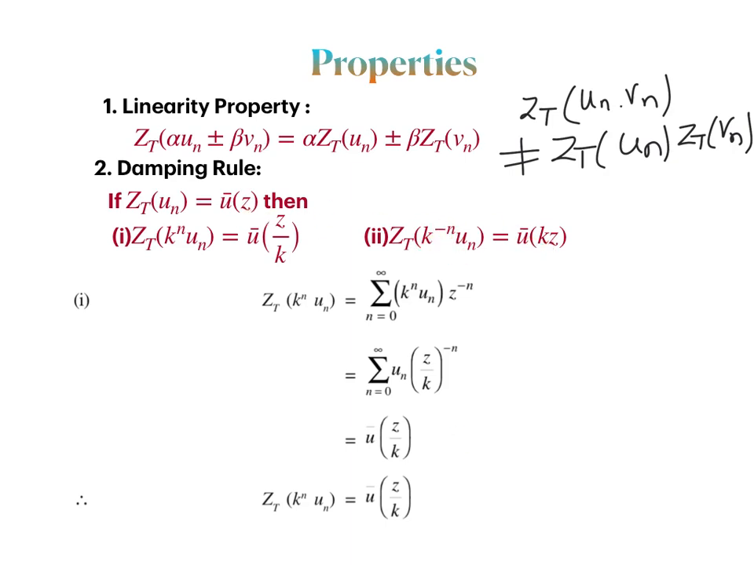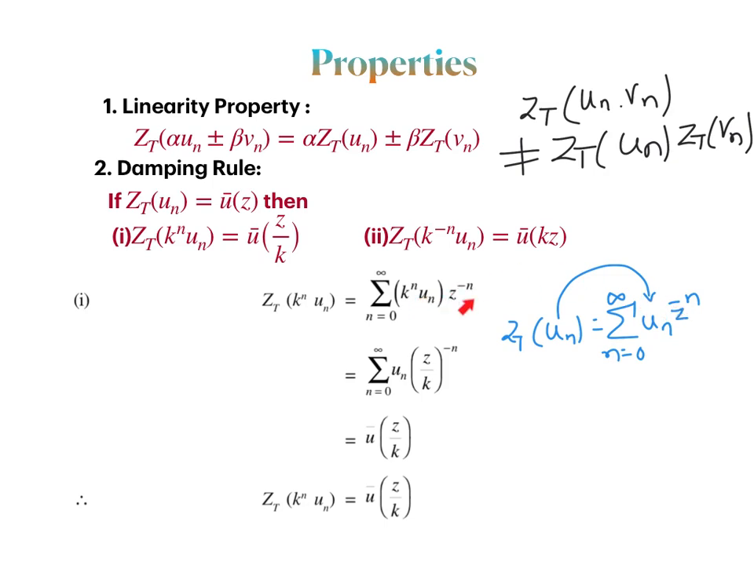Here I have given the proof for the first one, the first damping rule. By the definition, what is the definition of Z transform? Z transform of Un is summation n equal to 0 to infinity, of what you are taking, Un Z power minus n. So using that definition, on which you are operating Z transform, k power n into Un, in the place of Un we should take k power n into Un. So k power n into Un under the summation, and this Z power minus n we are writing as it is.